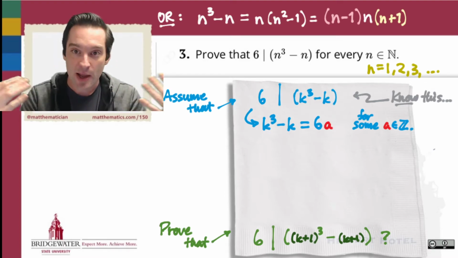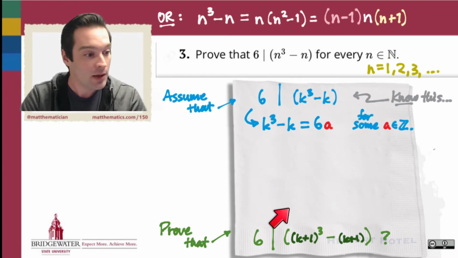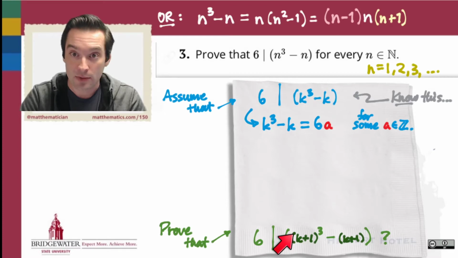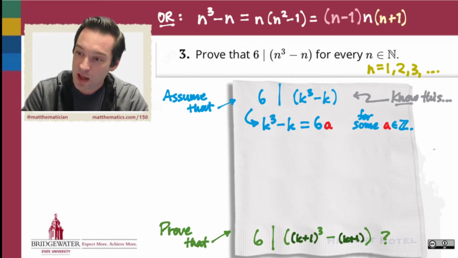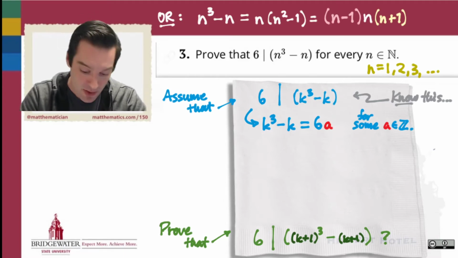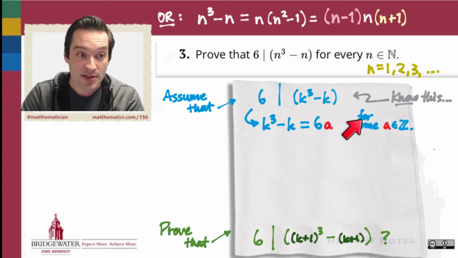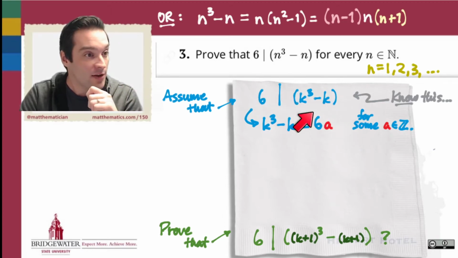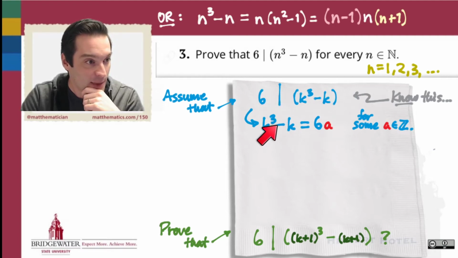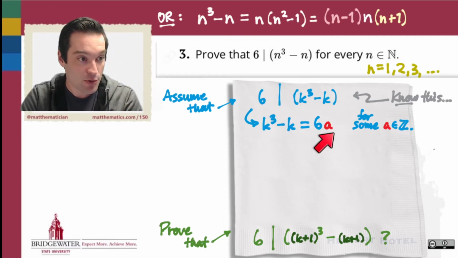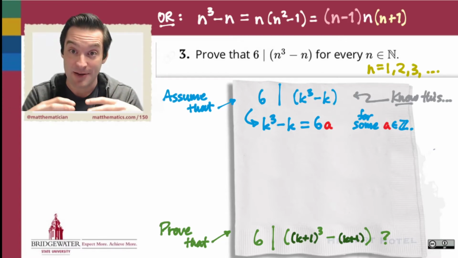Okay, so let's try and work from the initial inductive assumption and try to get closer to our inductive step conclusion. And here's a place where we just have to plug in the definition of divisibility. k cubed minus k is divisible by 6 means that there exists an integer, I'll call it a, such that k cubed minus k is equal to 6 times a. That step is probably the most crucial step in this proof, just understanding how to implement that definition.